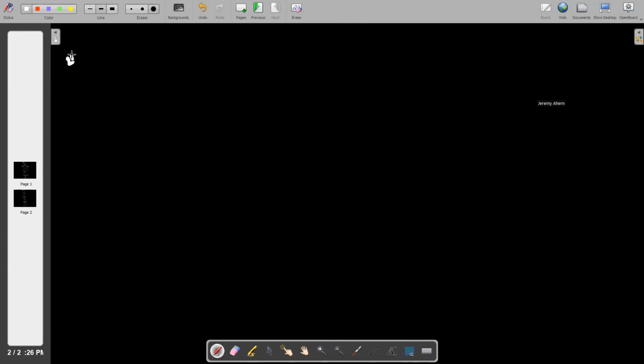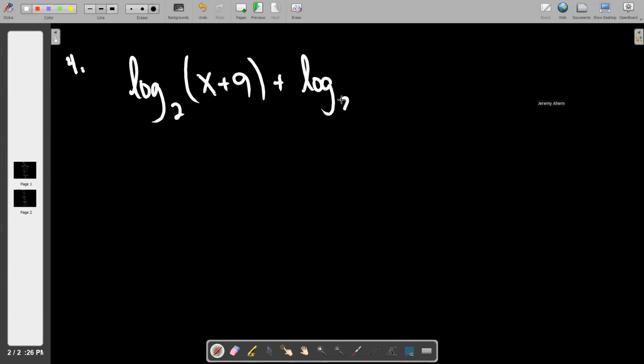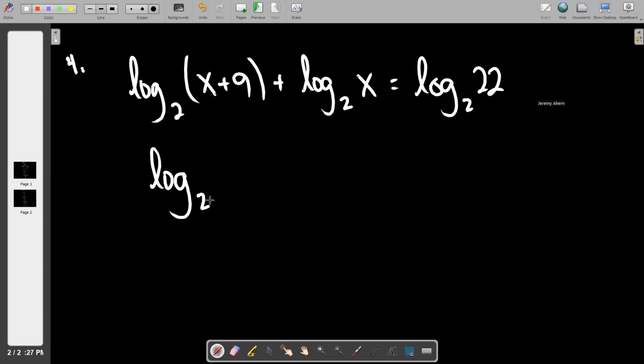Problem number 4 has a log with a base of 2, argument quantity x plus 9, plus a log base 2 of just regular old x, equals log with a base of 2 of 22. Sorry, not sorry, but I have to keep asking this question. What do we do first? Condense, condense, condense. I'm going to take the two logs on the left, condense them using what operation? Multiplication. Good job. So we're going to condense it into a single log with a base of 2. And the argument of that log is going to be what?